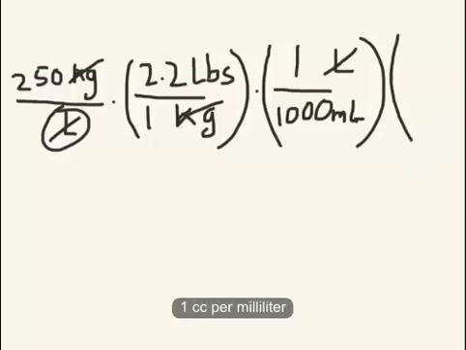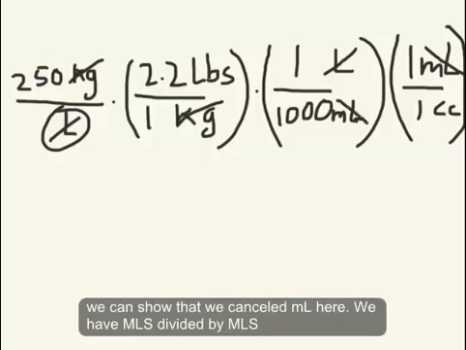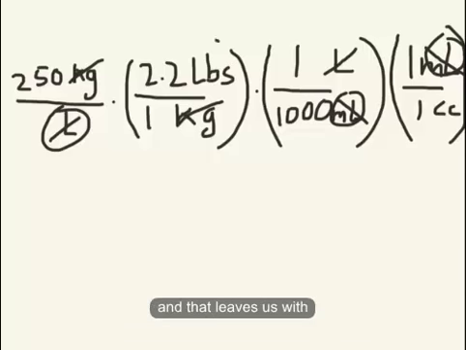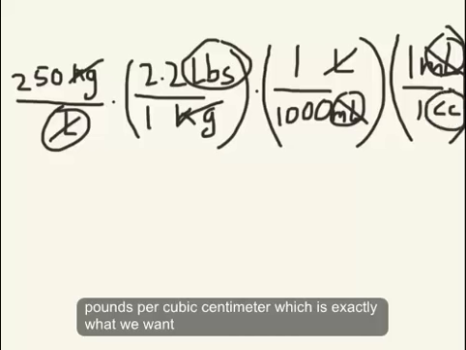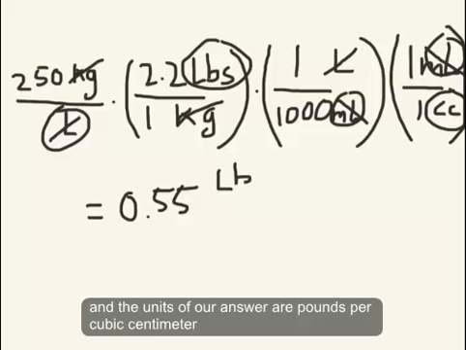We do the last part, which is to show that there is 1 cubic centimeter per milliliter. And we can show that we've canceled milliliters here. We have milliliters divided by milliliters. And that leaves us with pounds per cubic centimeter, which is exactly what we want. So the number for our answer will be 0.55, and the units will be pounds per cubic centimeter.